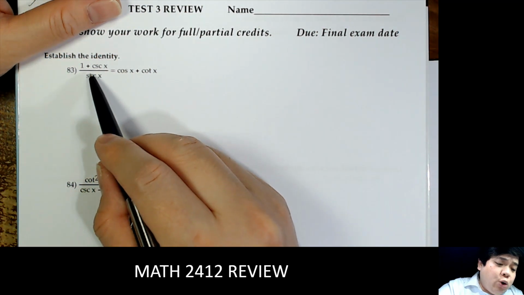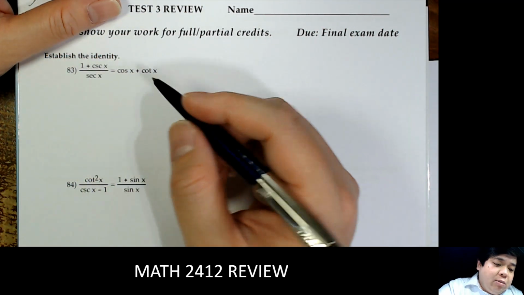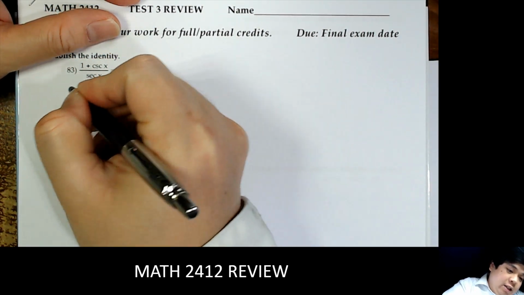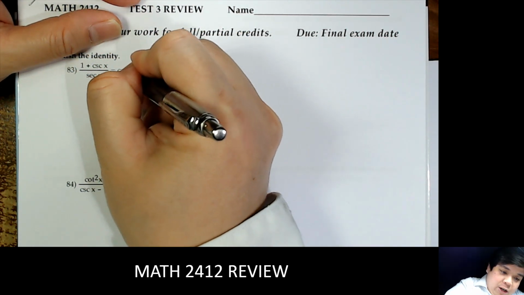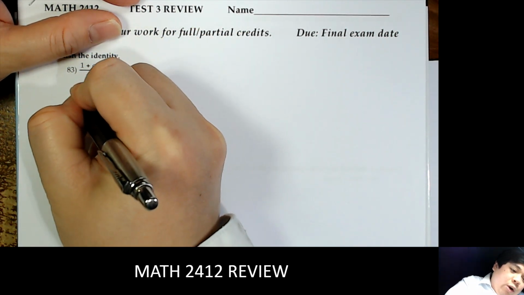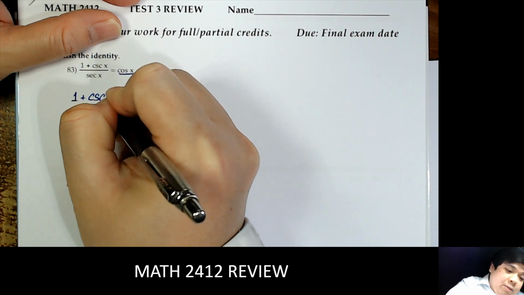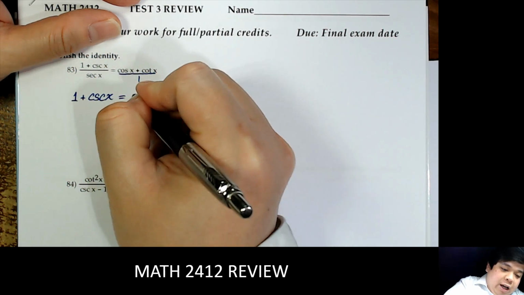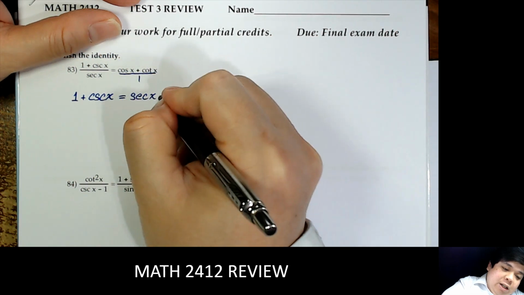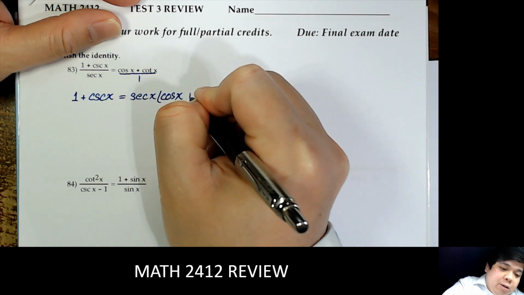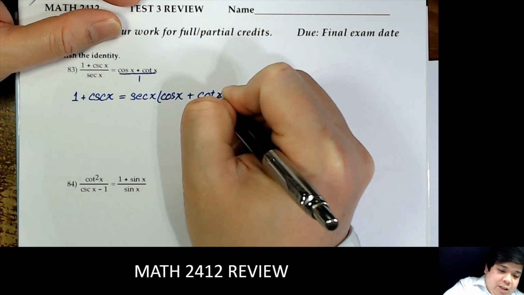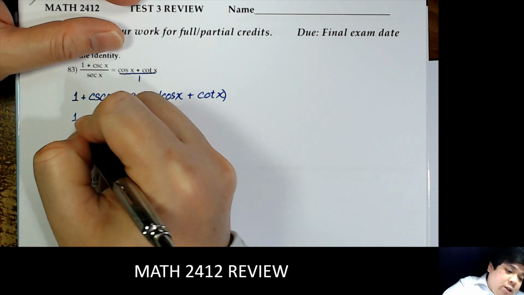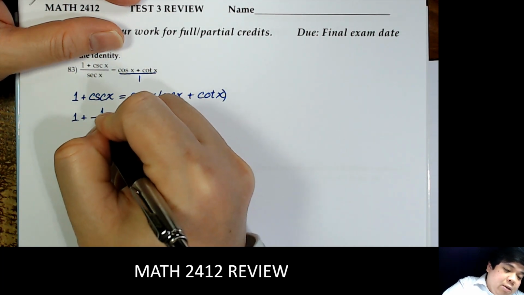Right. So first I will rewrite everything, let's just cross multiply just to simplify. Once again, it's not a proof. So write this over 1 and then cross multiply. We have 1 plus cosecant x, that when we cross multiply, and then we have secant x times cosine of x plus cotangent x. Right.